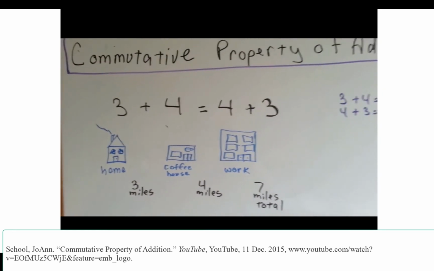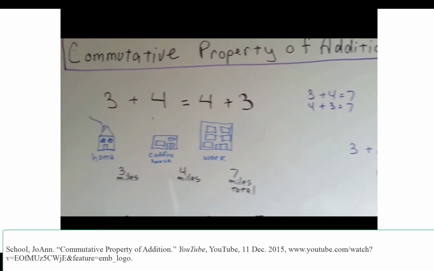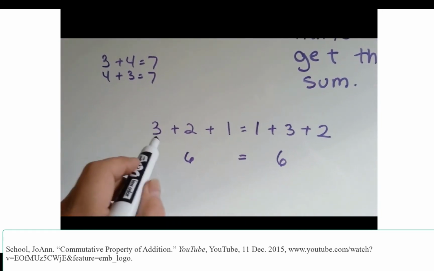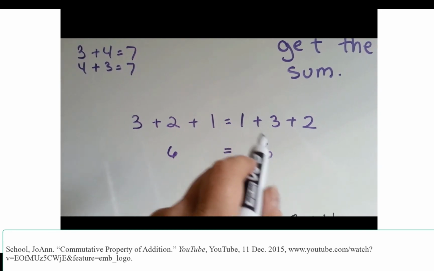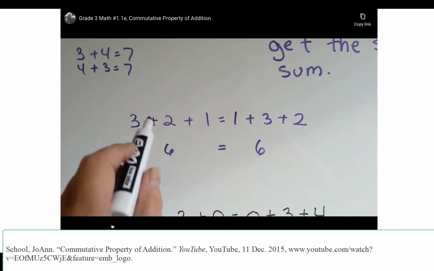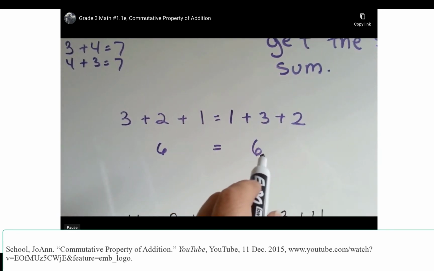Think of commuting to school or work and back. That's the commutative property. Look at this one. You can have more than just two numbers. 3 plus 2 plus 1 is equal to 1 plus 3 plus 2. They don't even have to be in the same order, do they? 3 plus 2 plus 1 is 6, and 1 plus 3 plus 2 is 6.